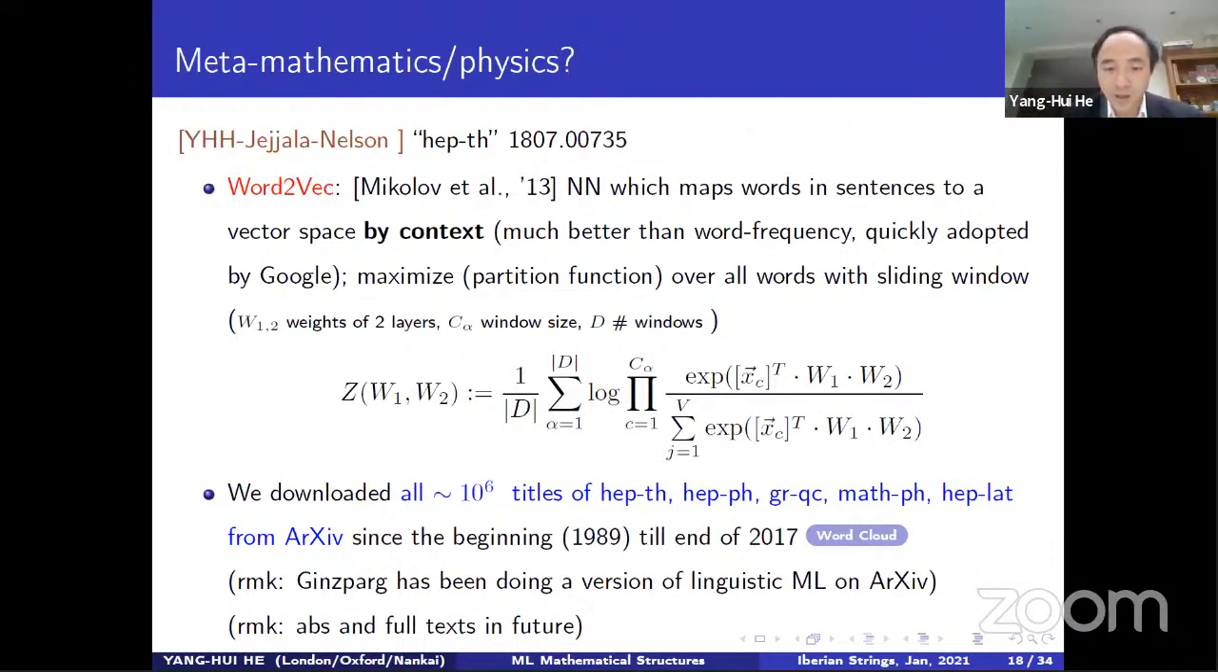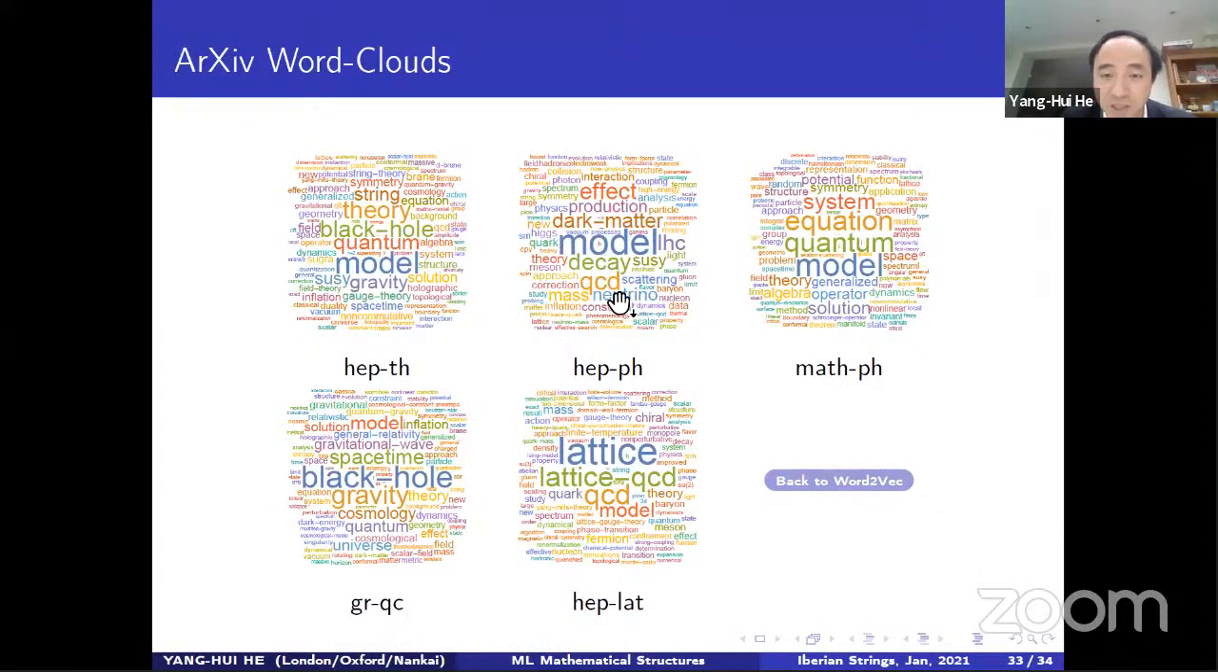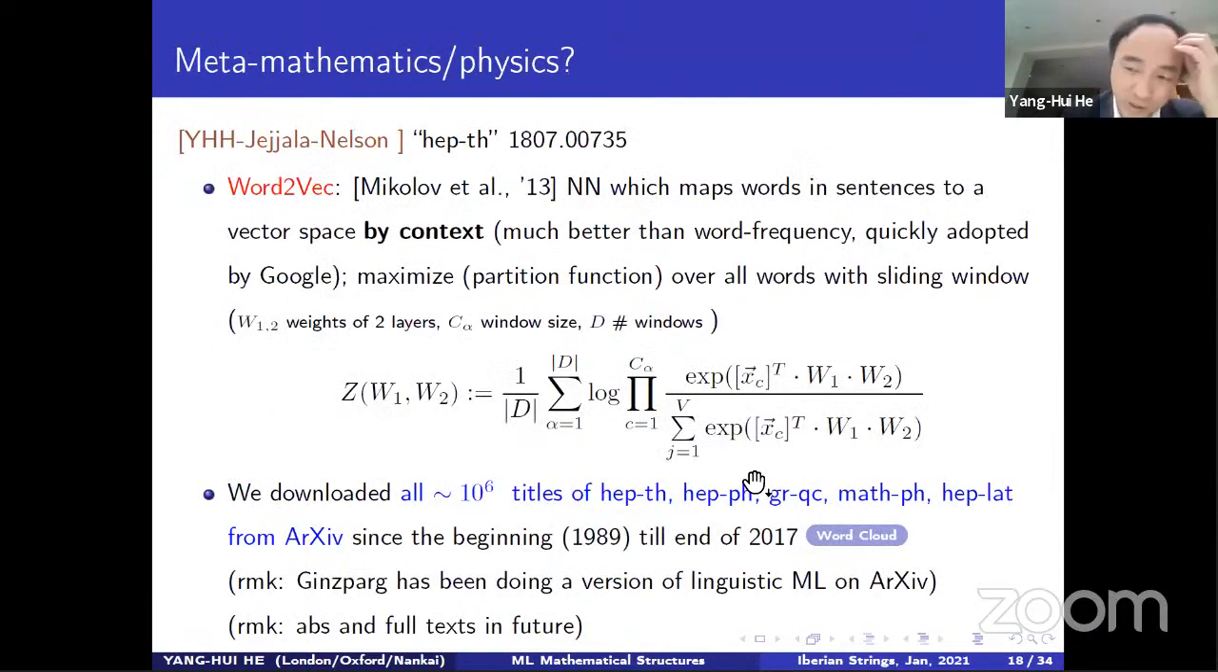in this vector space. So what we did with Jajal and Nelson in 2018 was we downloaded all of the titles of the 6 different categories of arXiv. If you look at the word cloud distribution of the 6 archives, hep-th, hep-ph, you don't see much difference. The word model, fine. GR-QC had the word black hole, which is kind of good, whatever. And then we ran it through Word2vec. And having constructed this vector space, you can do interesting syntactic structures of what we call science.